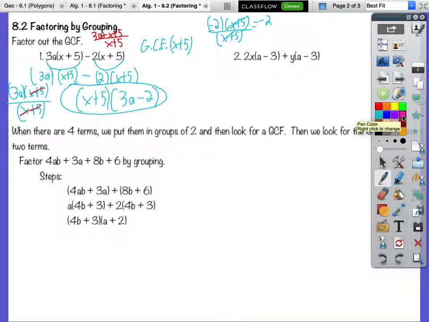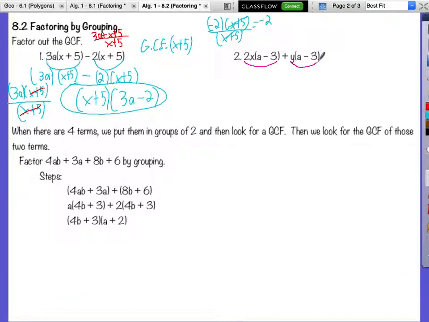Okay, so if we look at number 2, if we look at this whole first part, this 2x and a minus 3, and this whole second part, y and a minus 3, what do these have in common? A minus 3. The a minus 3 is being multiplied in both of those. It's a factor in each of these. Because this is 2x times all of a minus 3, and this is y times all of a minus 3. So they have in common that a minus 3. So we're going to put that in front of our parentheses. And since it's 2 terms, we have to put parentheses around it.